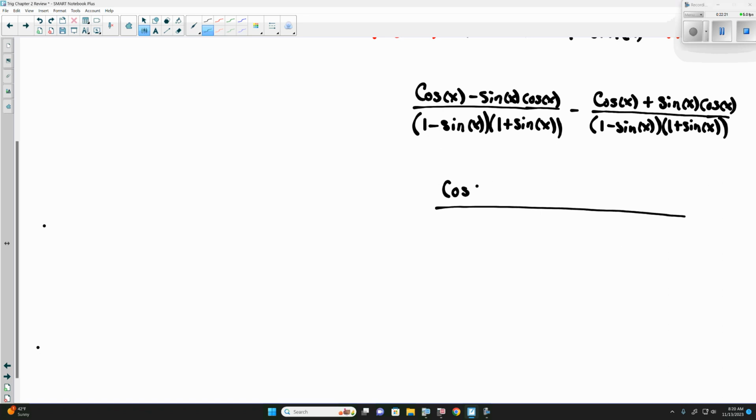Now we can subtract. Our first one's still going to say cosine of x minus sine of x cosine of x. But since we're subtracting everything in the second numerator, both of them are going to become negative. So we'd have minus cosine of x minus sine of x cosine of x.